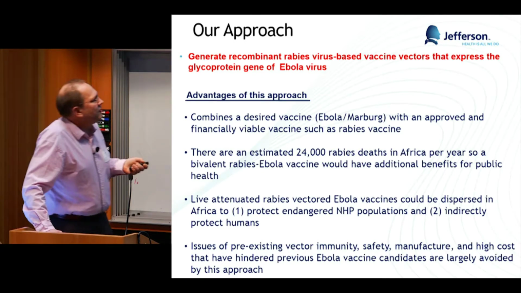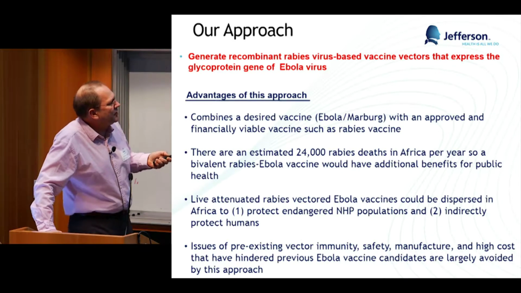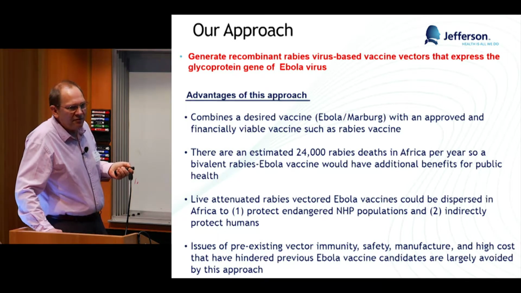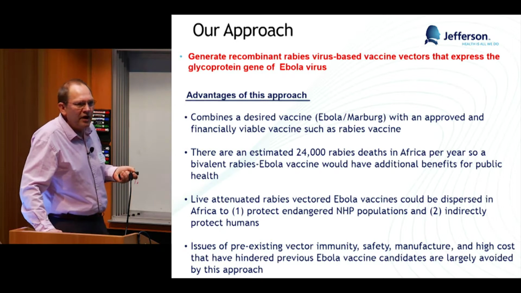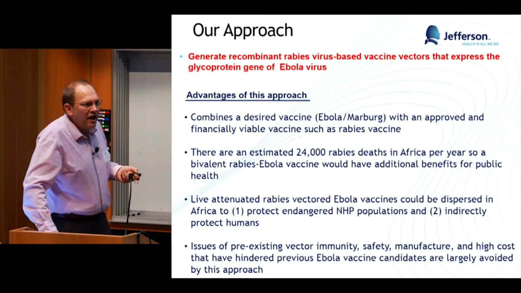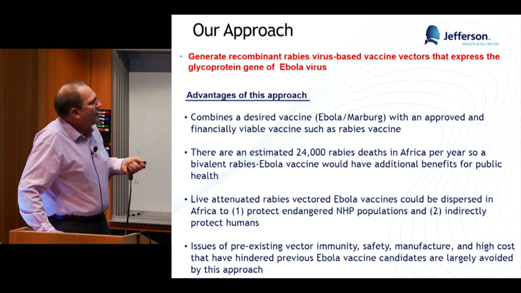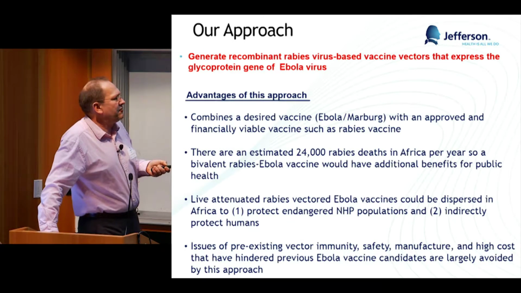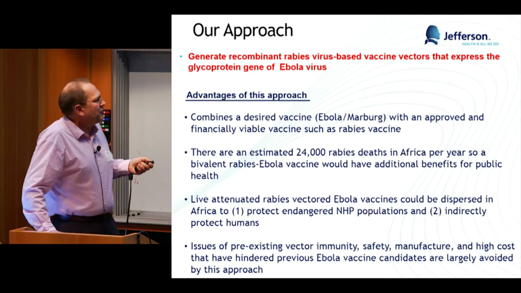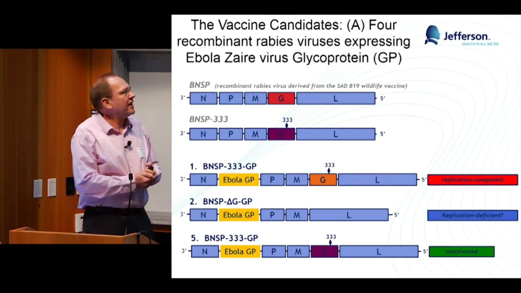And the other idea was a live attenuated rabies vector vaccine could be dispersed in Africa to reach the primates. You know that primates are major victims of Ebola outbreaks. The numbers are even higher. One outbreak killed about 5,000 of them. So oral vaccine for something like that is certainly something we would like to consider too. And we saw that pre-existing vector immunity, safety and high costs, which have hindered previous vaccines, would be avoided by this approach. So that's our vaccine candidate.